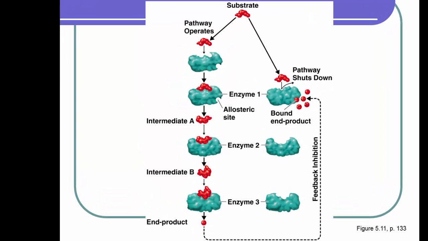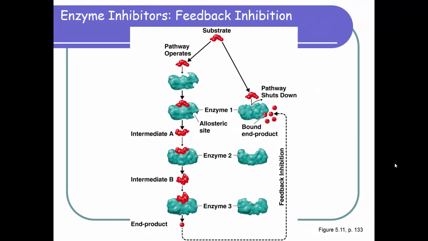So here we have a cascade, an enzymatic pathway where enzyme 1 binds to substrate 1, produces an intermediate product A, that binds to enzyme 2, which produces an intermediate product B, which binds to the third enzyme, which we wind up with the end product. The end product goes back to enzyme 1, where it binds to the allosteric site and shuts the pathway down. As long as I have plenty of my end product, I don't need to continue to make it. So this is negative feedback loop by non-competitive inhibition. Basically, the product shuts the first enzyme down, shutting down the enzymatic cascade.